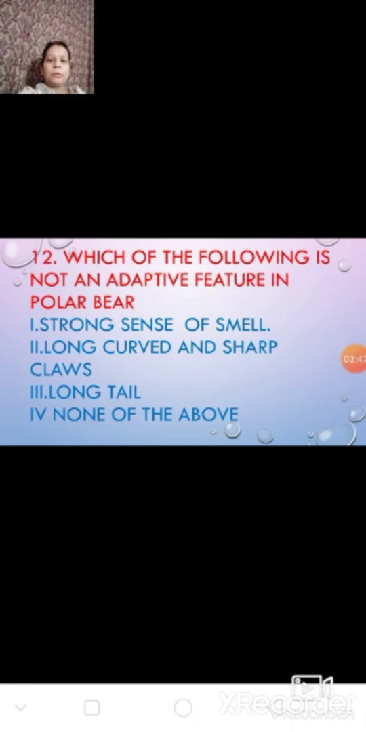Question number 12, which of the following is not an adaptive feature in the polar bear? So as you know, polar bears are found in the polar region. So keeping those characteristics in mind, answer. First one, strong sense of smell. Second one, long, curved and sharp claws. Third one, long tail. And the fourth one is none of the above. So think over it and then answer.